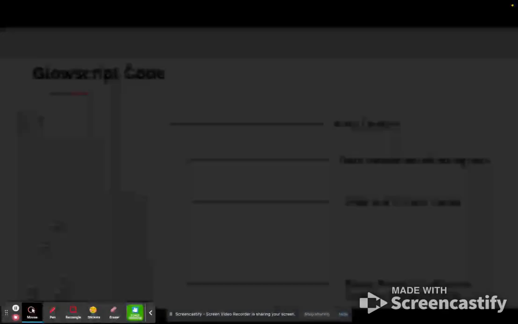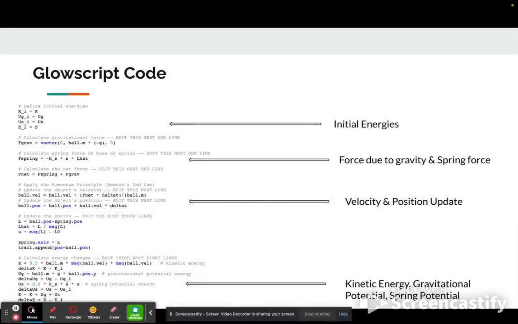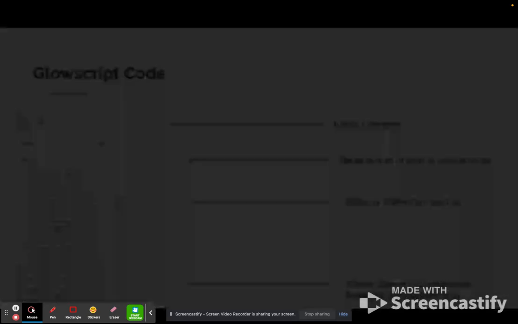And here's the second part of my GlowScript code. This is within the while loop. So we have the initial energies, the force due to gravity and spring force. And then using those values, we do the velocity and position update formulas. And then using that, we use the energy principle. So the kinetic energy, gravitational potential, and spring potential energies.